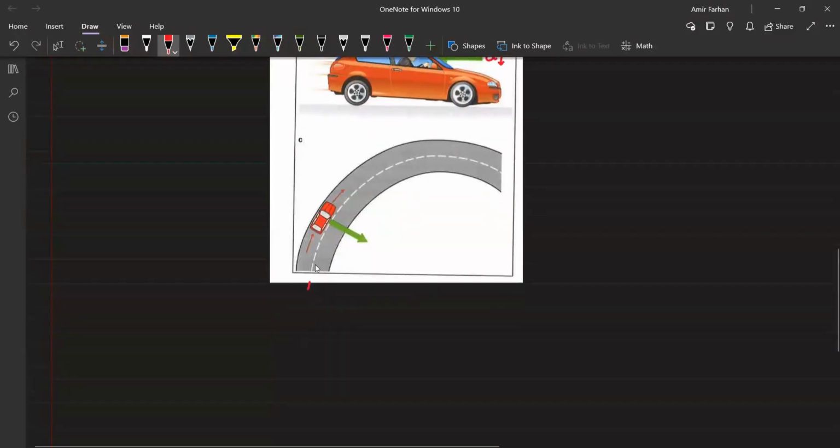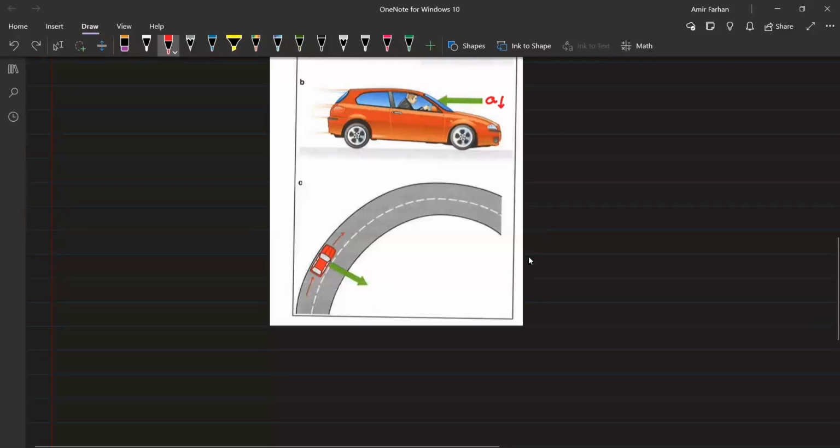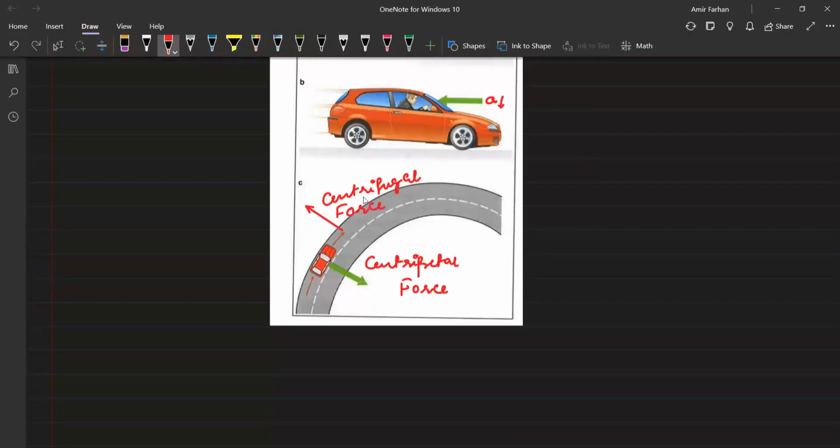The force that acts towards the center of the circular path is called centripetal force. The force opposite to the centripetal force is called centrifugal force. So these are the two forces that act when a body moves in a circular path. Clear, Ayan?